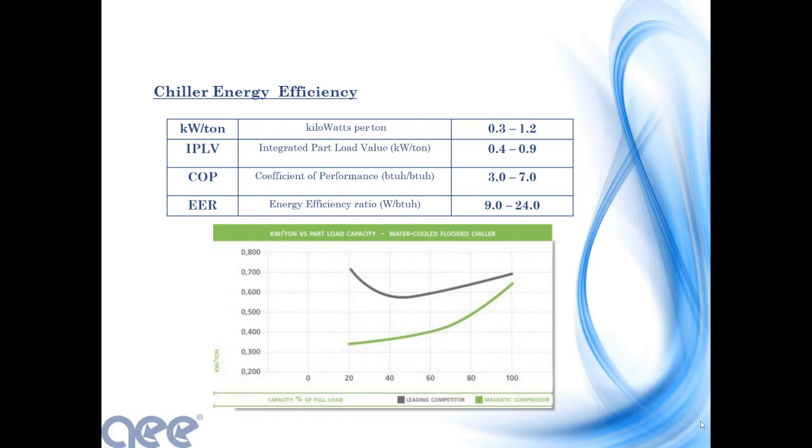So the kW input to the ton output, generally for chillers, air and water cooled, will fall in the range of 0.3 to 1.2. The older air-cooled chillers generally are in the range of 1.1 to 1.2 kW per ton.